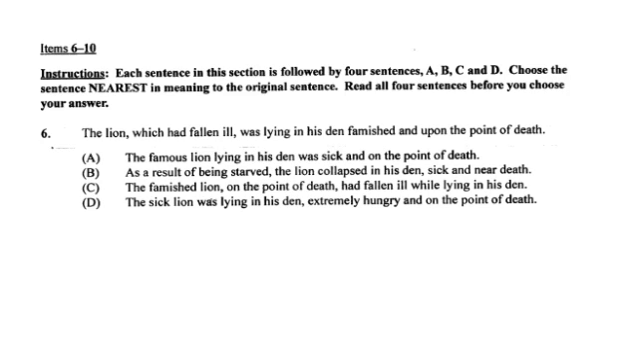This one is not correct either because the original sentence said nothing of the lion collapsing. C says, the famished lion on the point of death had fallen ill while lying in his den. This one is incorrect as well because the original sentence did not say that the lion had fallen ill while lying in his den. D says the sick lion was lying in his den, extremely hungry and on the point of death. Now this is an equivalent for the original sentence, so the answer is D.